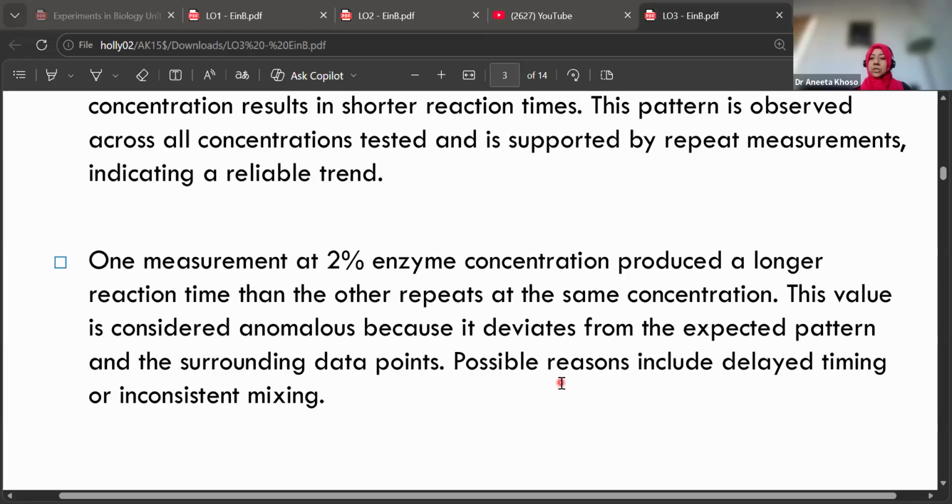There was one measurement at 2% enzyme concentration, which produced a longer reaction time than the other repeats at the same concentration. This value is considered anomalous again because it deviates from the expected pattern and the surrounding data points. And the possible reasons would include delayed timing or inconsistent mixing.